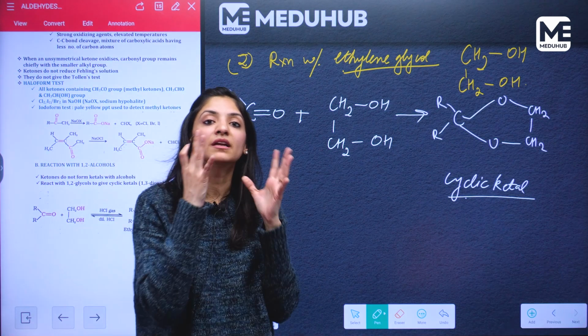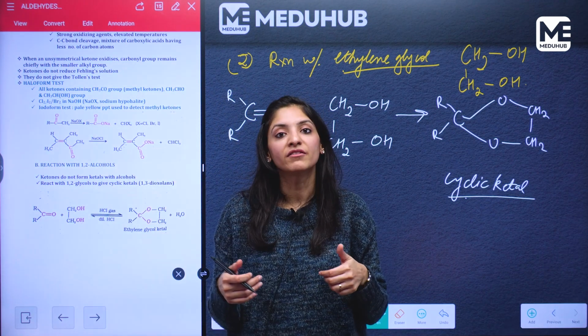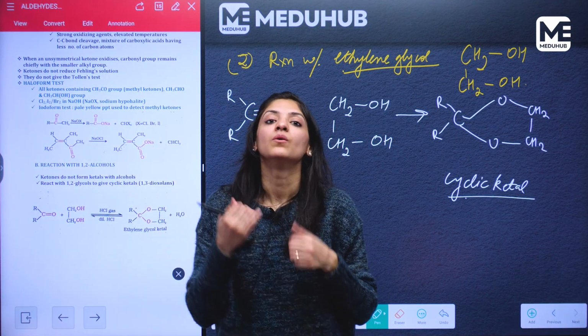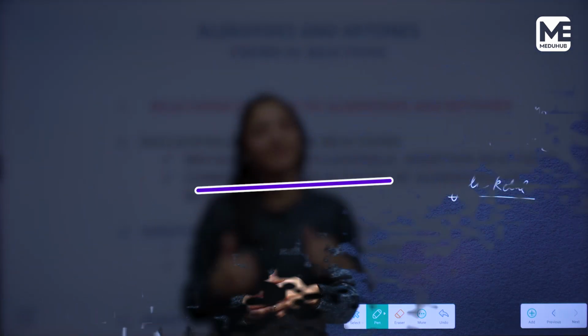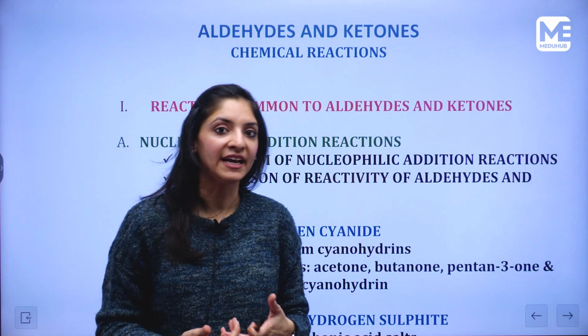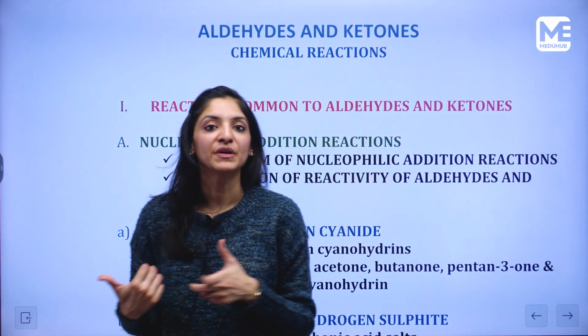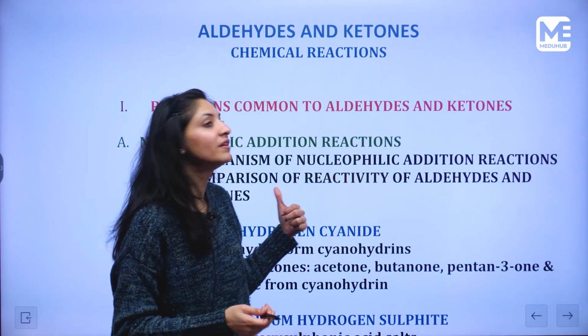So these were the three categories of reaction, one given by both aldehydes and ketones, one given by only aldehydes, and this one given only by ketones. This concludes our two-part series on aldehydes and ketones, part 1 with the preparation and nomenclature, part 2 with all the chemical reactions.